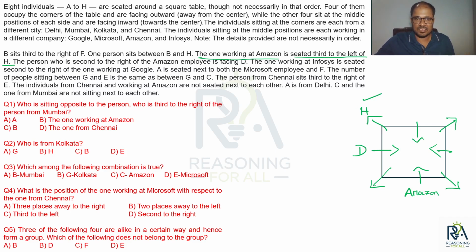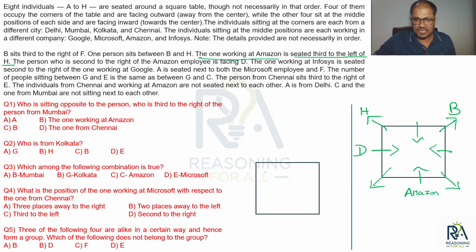Since I got H, I can use B, and then from B I can use F, right? Chalo, let's use them. So one person between B and H. Now here there are two cases. Either I can have B here or I can have B here, right? So let's do one thing. Let's create one more possibility.